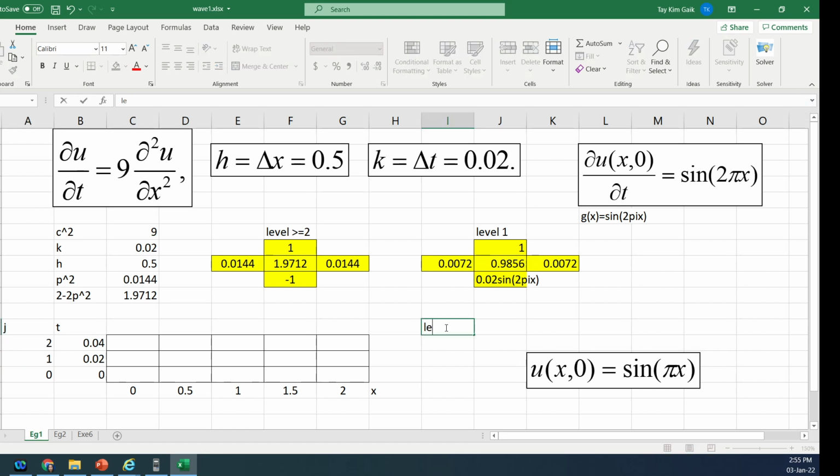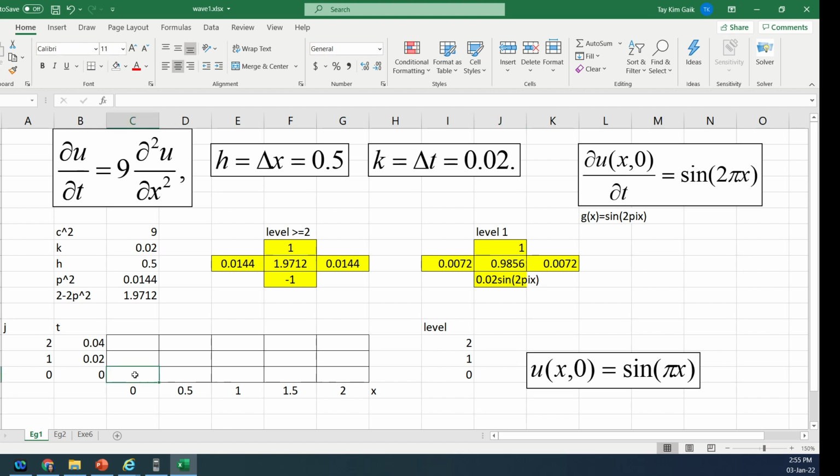So this is what we call level. So level refers to the variable j. So level 2, level 1, level 0. Level 0 is actually from the initial condition when t equals 0. So u(x,0) given is sin(pi x).